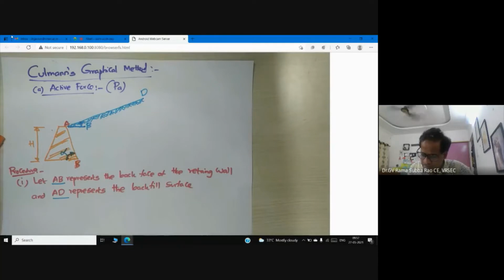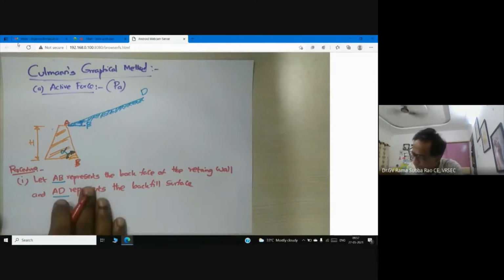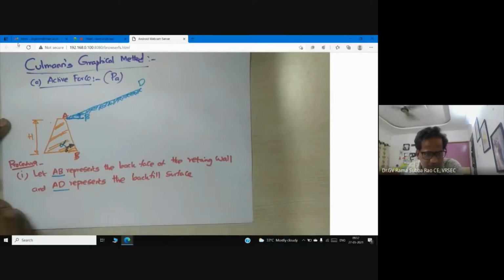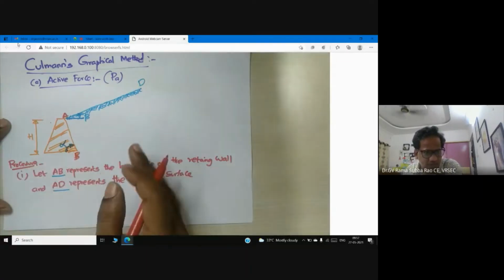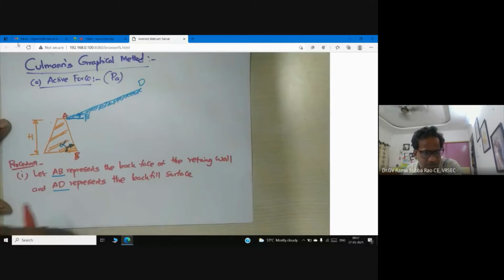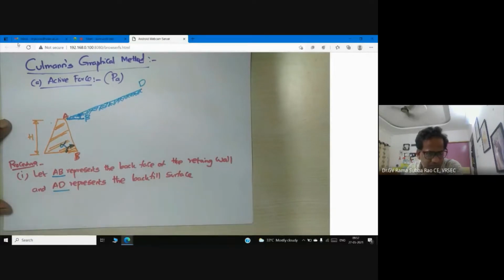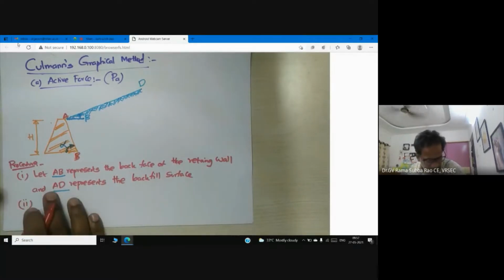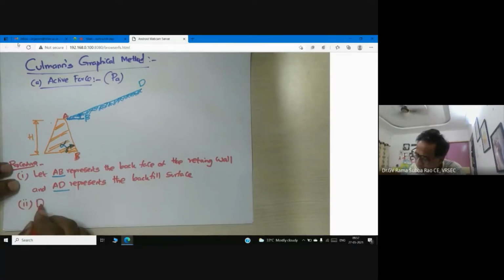Now let me proceed. The second point: draw BD. I think this is the best way, writing one step and then the next, instead of teaching all of a sudden, which would be difficult for you students. That's why I am going one by one. Please bear with me for 5 minutes, I will try to complete it.